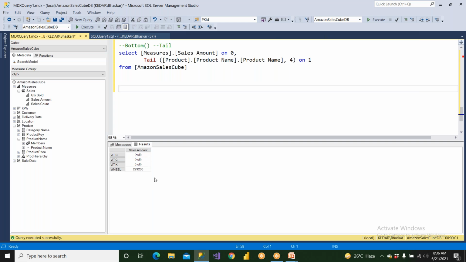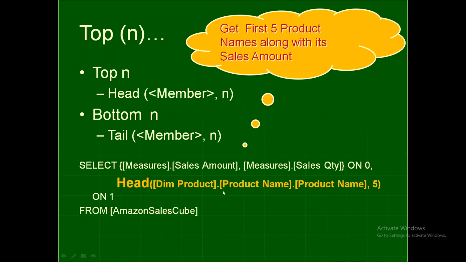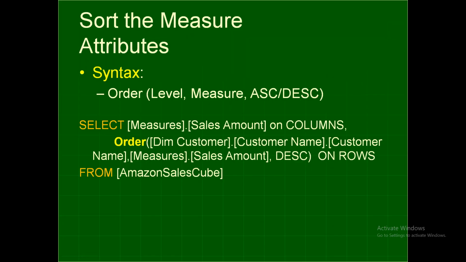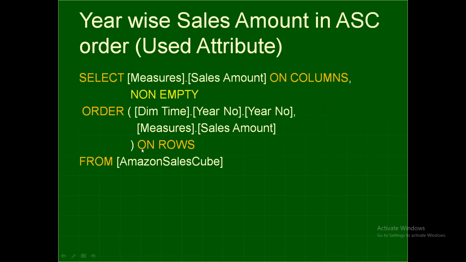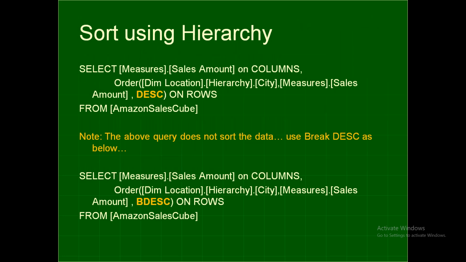Clear? But I wanted to have not like this. Top five products based on the sales amount. Clear? So sort the measure and also get the top five products. That is what I would like to have. Many people will try to understand this. It is a very, very important thing. Sort using hierarchy. That's what we discussed, right?